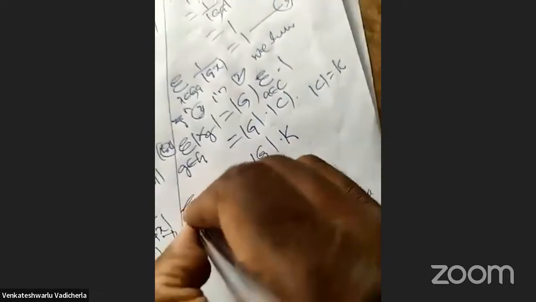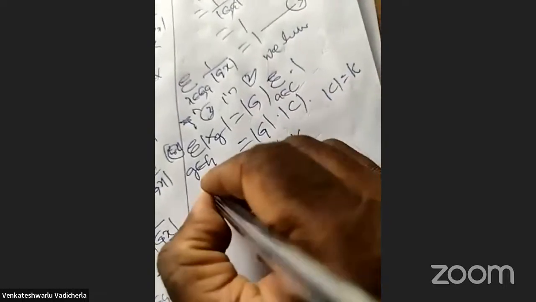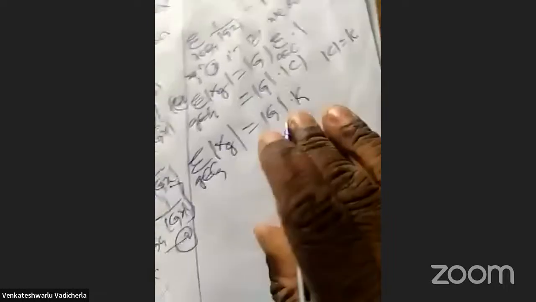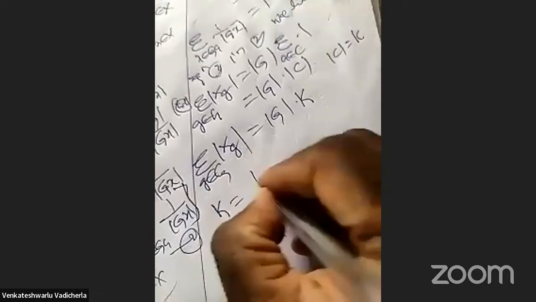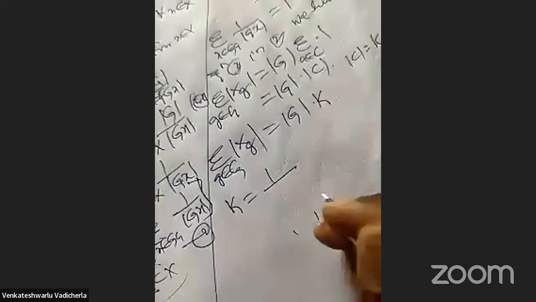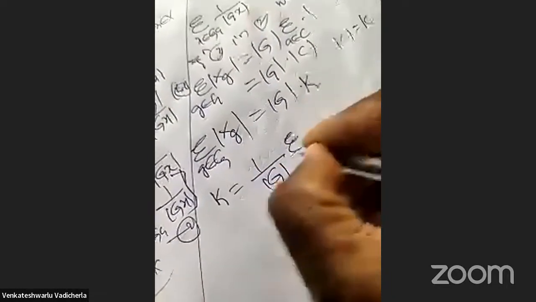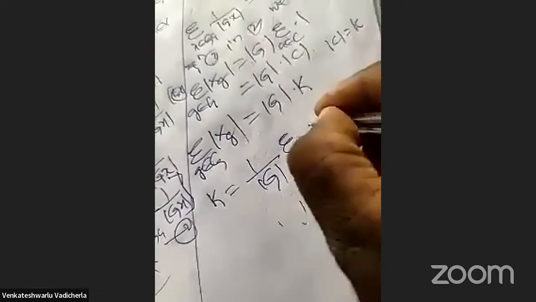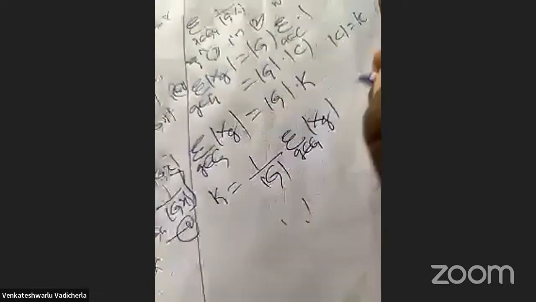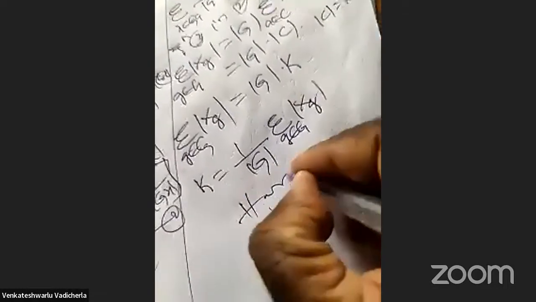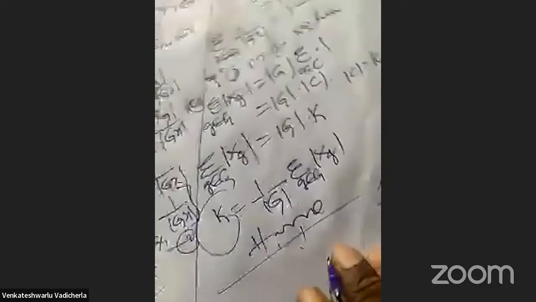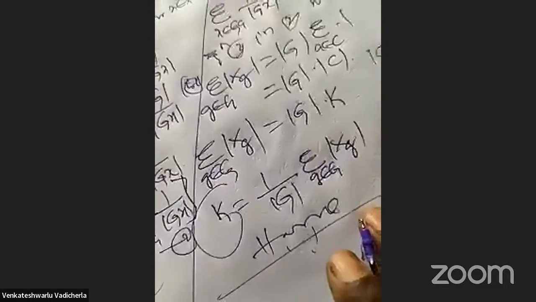This is the summation over small g belonging to capital G of the order of xg. What is k? k is equal to 1 by the order of G, times the summation over small g belonging to capital G of the order of xg. Hence proved. So k is the average number, and this is the Burnside theorem.